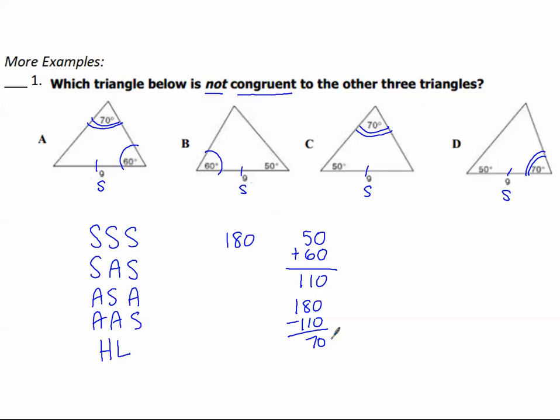Well, that has to be 70. So finding that missing angle in this one is 70 degrees. Notice the three angles are going to be 50, 60, and 70 because that's what adds up to 180. In here I have 60 and 70, the leftover one needs to be 50. Here I have 50 and 70, the leftover one needs to be 60.